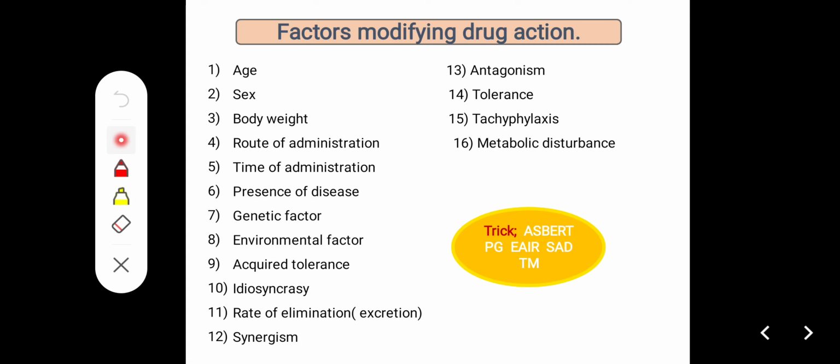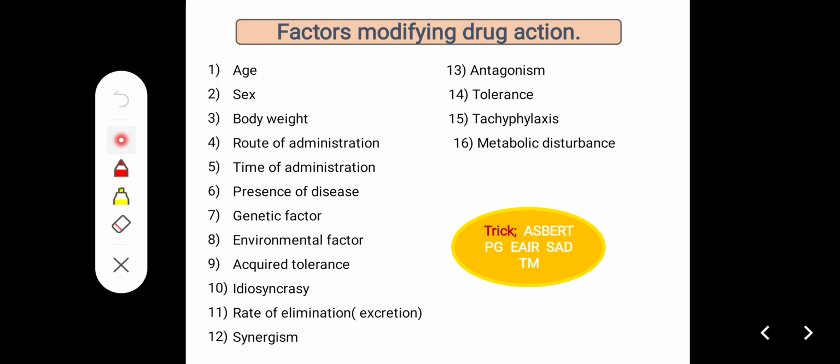Presence of disease, like kidney disease: streptomycin, when the kidney is working improperly, is not excreted, and that results in toxicity. Also diarrhea, which lessens absorption; that is the presence of disease. Genetic factors, and environmental factors also. Acquired tolerance. Idiosyncratic: extraordinary response to a drug. Rate of elimination: the more the elimination rate, the lower the toxicity; the lower the rate of elimination, the higher the toxicity. Rate of elimination is also called accumulation.